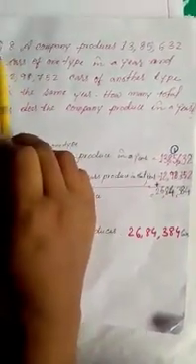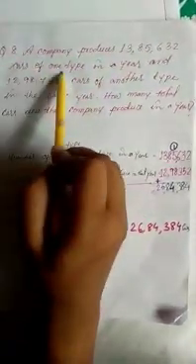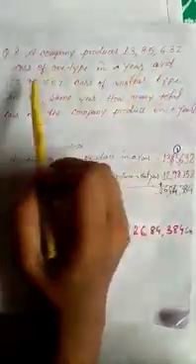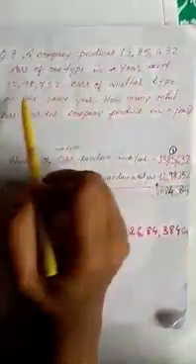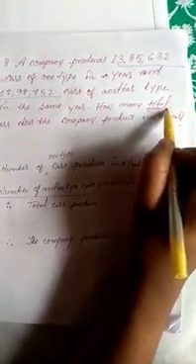In our question number 8, it is given a company produces this much of cars of one type in a year and this much of cars of another type in the same year. So how many total cars does the company produce in a year? That means total is asked, so we have to add.